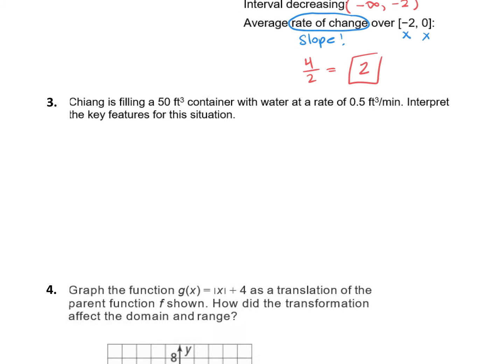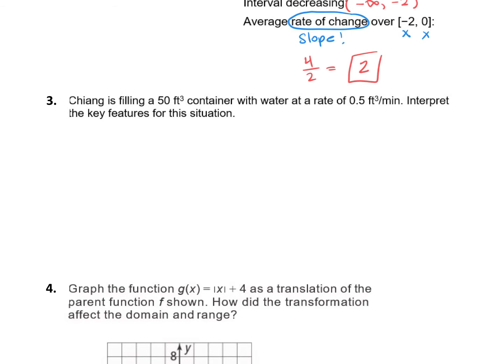All right, number 3. All right, so we have Ching filling a 50-foot cubed container of water at a rate of 0.5 feet cubed per minute. Interpret the key features of the situation. So key features are not too bad to do. That's what we just did on the 2 problems above, but if we have a visual for this.